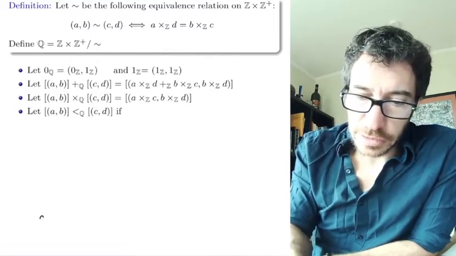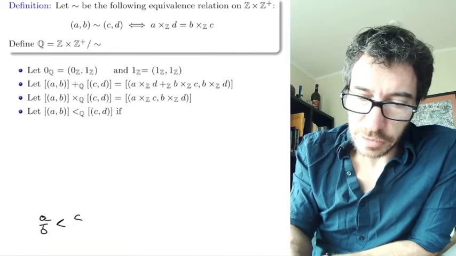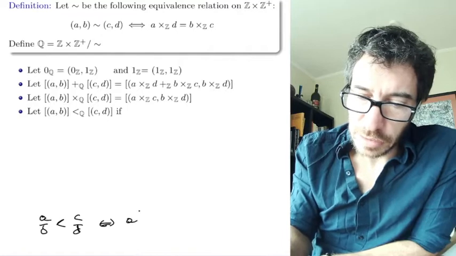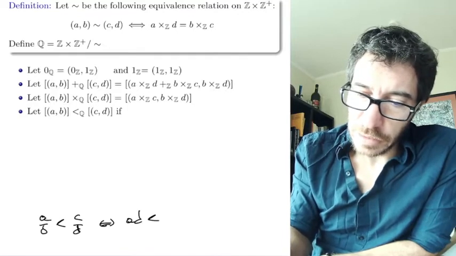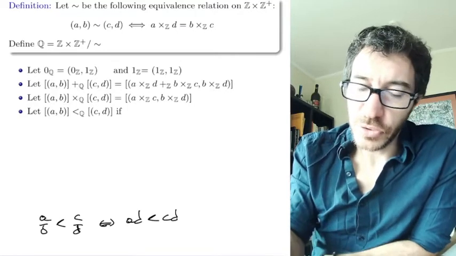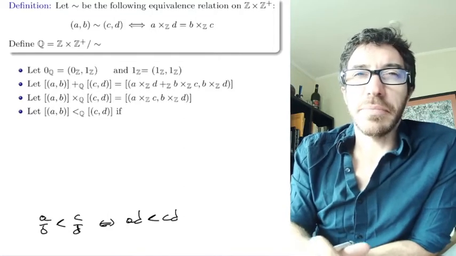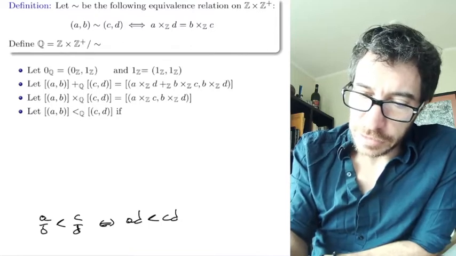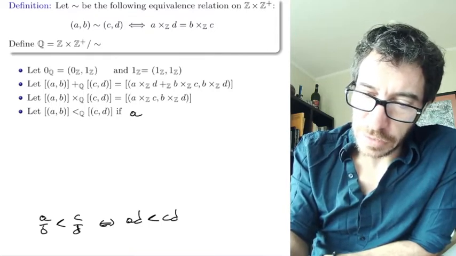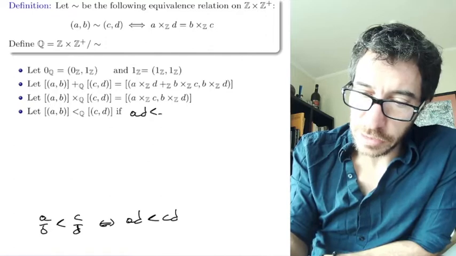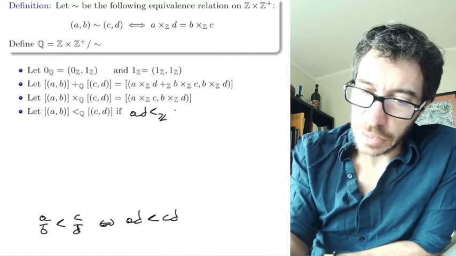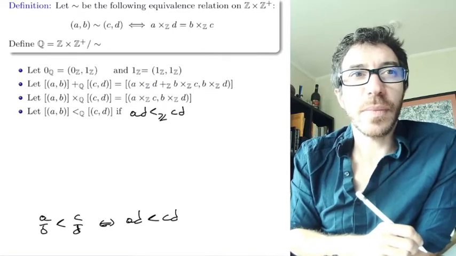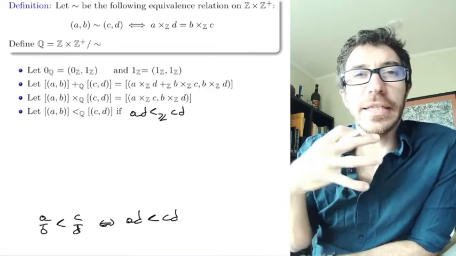a over b less than c over d is the same thing as ad less than cb. So that's what it should give you. Then you just pretend you didn't do that, and you go straight and define this to happen if and only if ad is less than cb in the integers, because those are integers. Okay, so you define that.